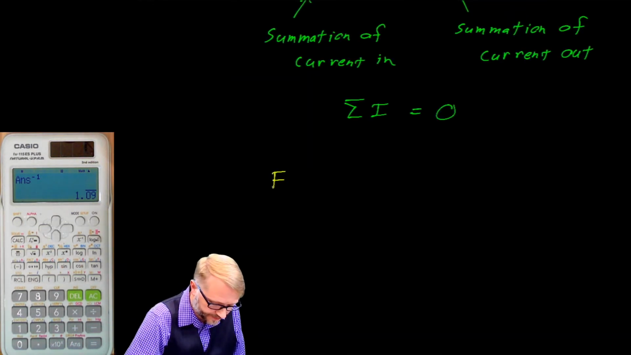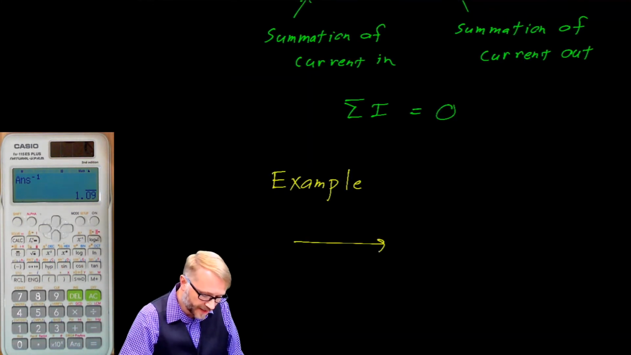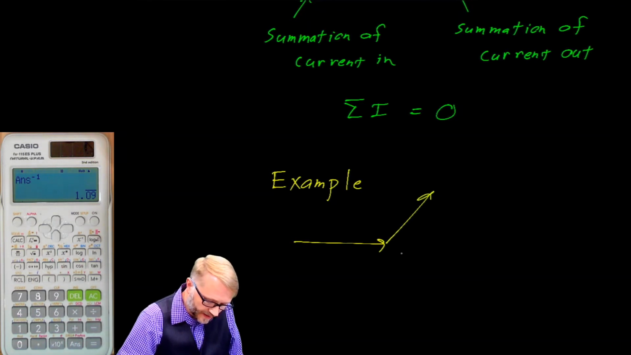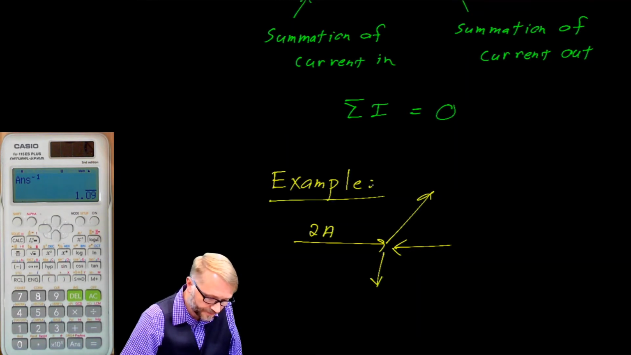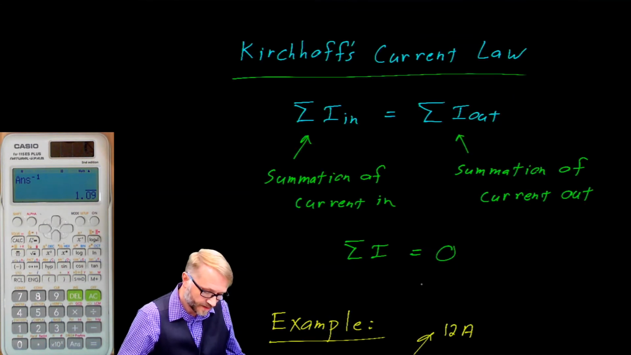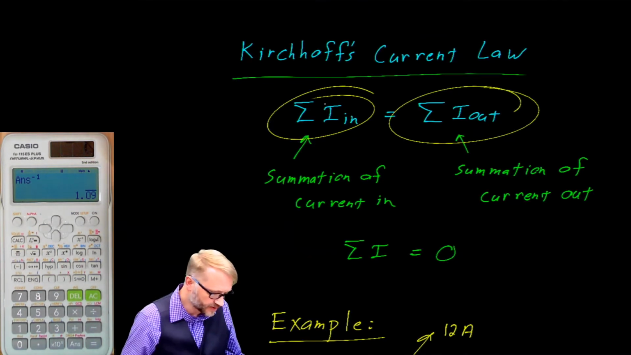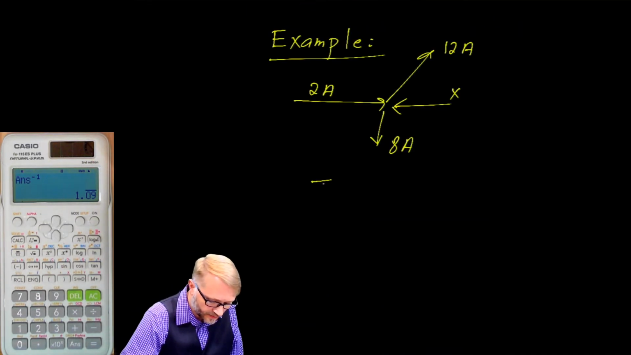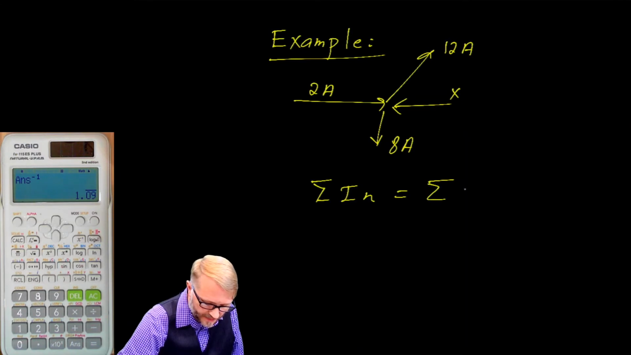Here's an example. Suppose you had a node, and that node had several currents that were flowing in and flowing out. Here we have 2 amps flowing in. We have 12 amps leaving. We have some unknown X, and then we have 8 amps leaving. So the goes intos got to equal the goes outas. So we write that here as a reminder. Current in is equal to the summation of the current out.